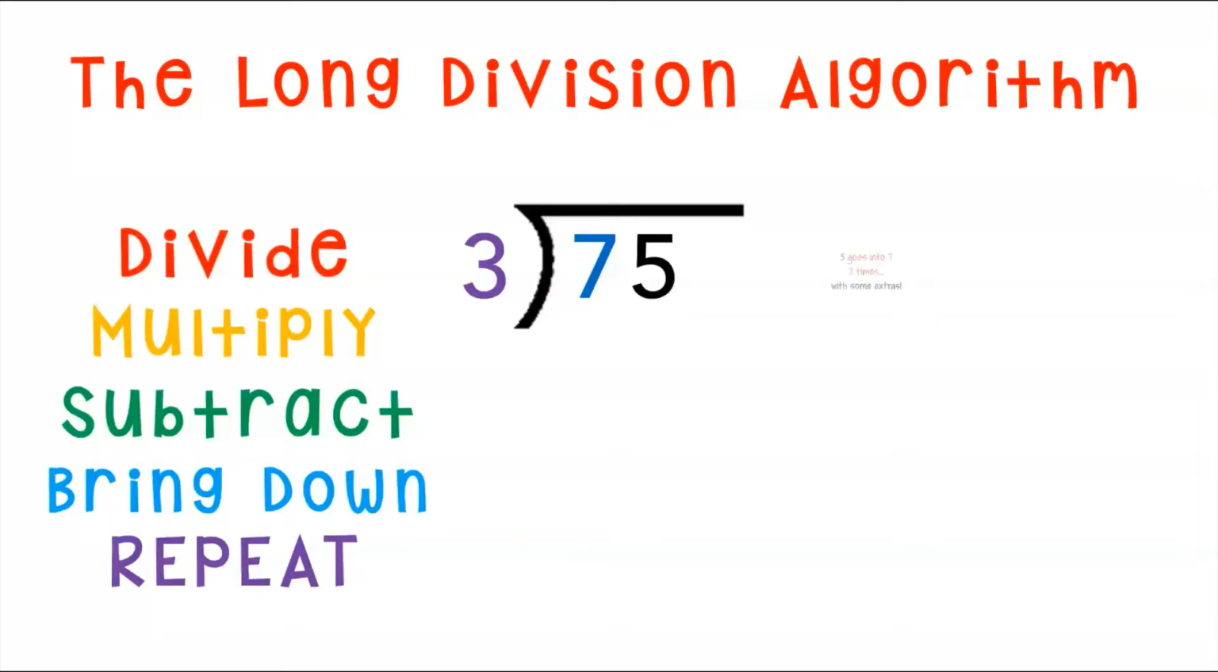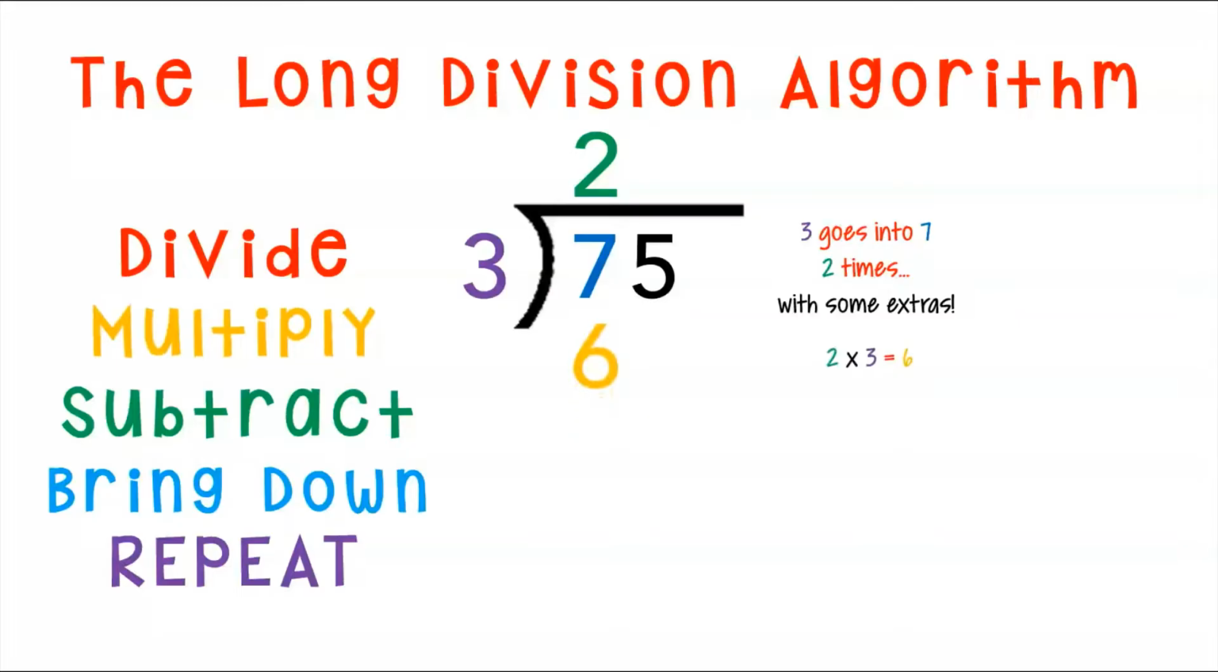Ask yourself, how many times does 3 go into 7? Well, 3 goes into 7 2 times. There'll be some extras, but we're going to see what happens to those. So 3 goes into 7 2 times, and the 2 goes above the 7. Then we say 3 times 2. That's the multiplication part. 2 times 3 is 6. So 6 goes below the 7.